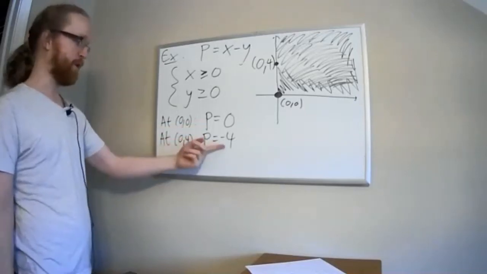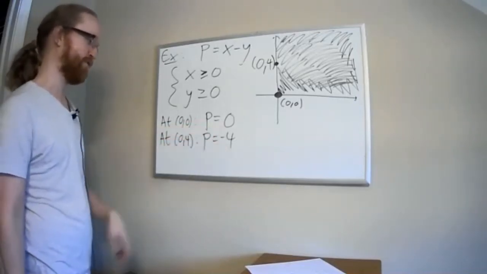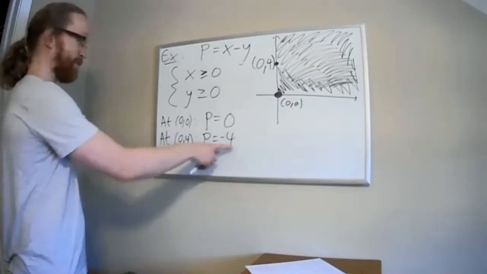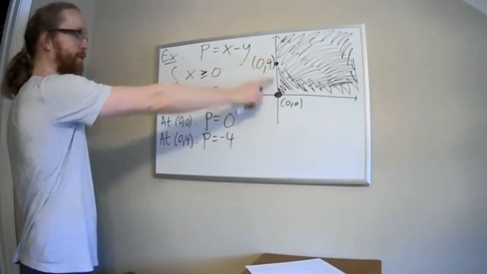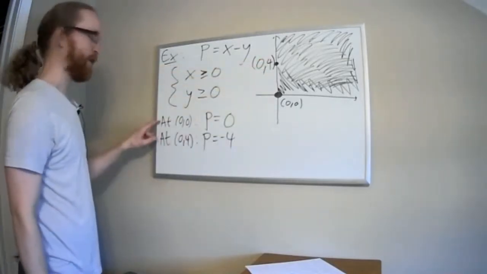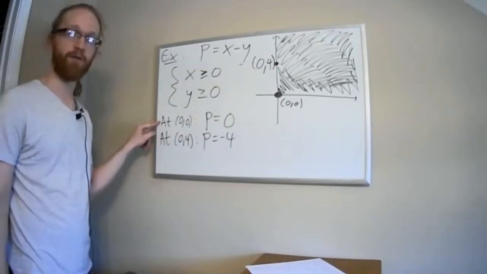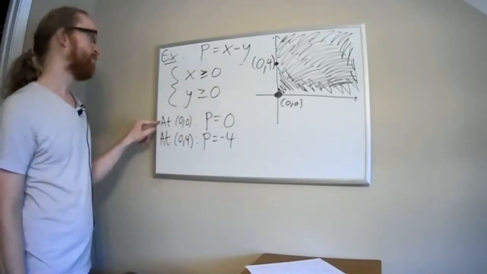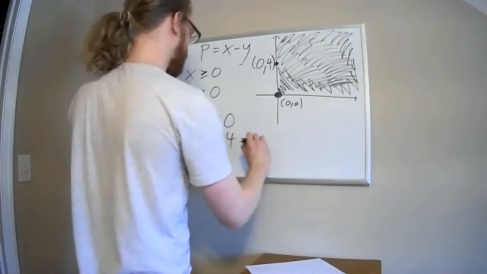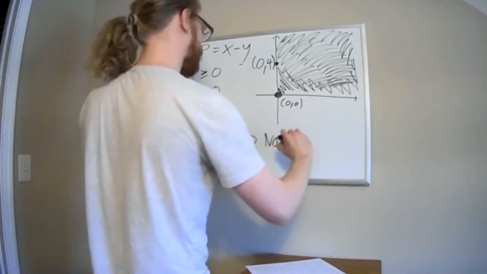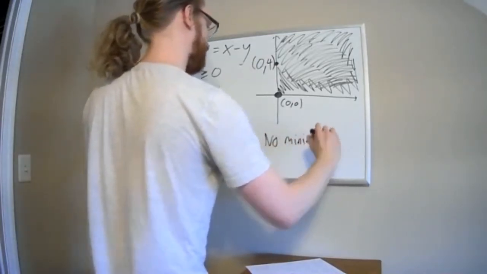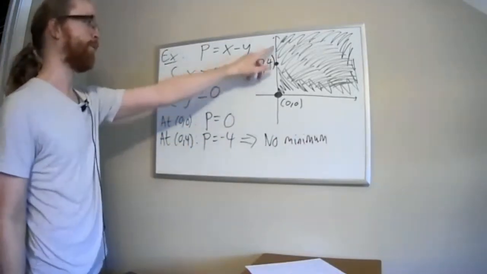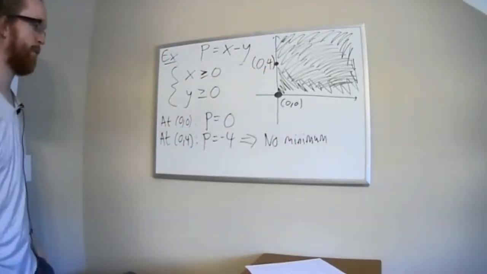And the answer is, well, it's smaller than what I got at the corner point. -4 is less than 0. So I got something smaller when I went up here. That means that this corner point is not a minimum, i.e. there's no minimum at all. So this means that there is no minimum, because I got something smaller when I went up here than what I got at the corner point.